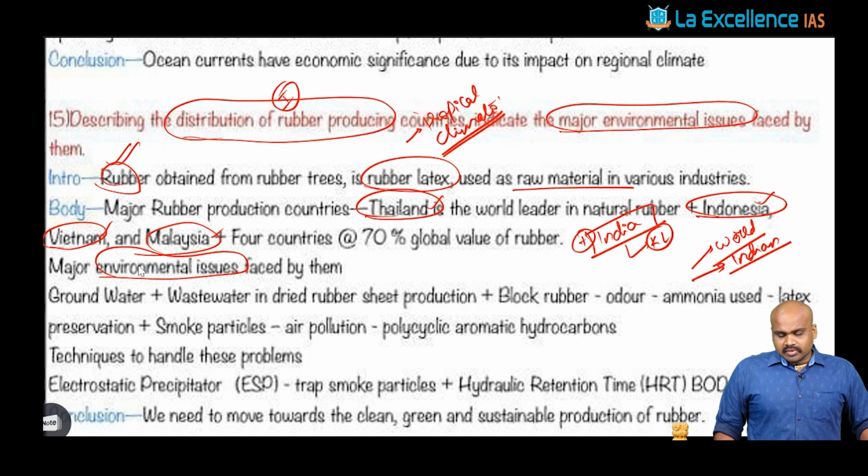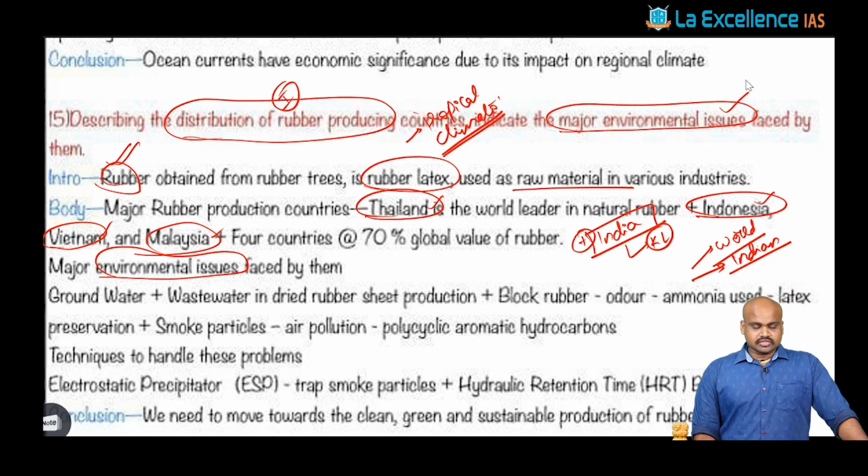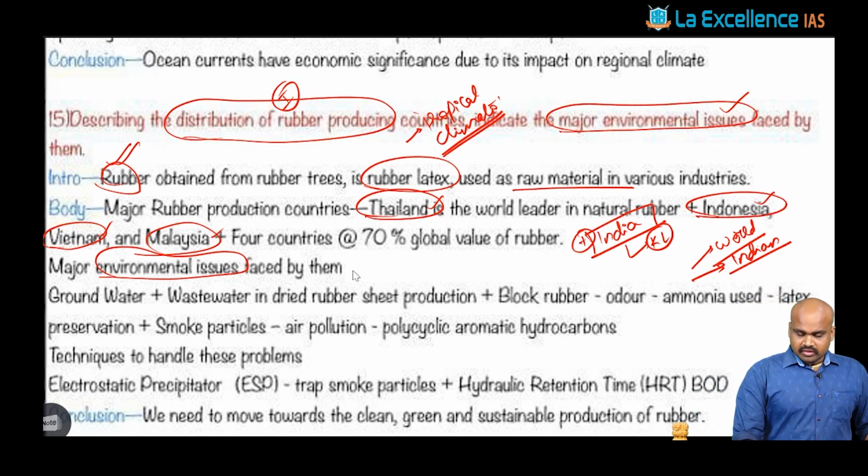And when you look at the environmental issues that are persisting with respect to the rubber producing countries, the major environmental issues faced by them, please be very clear: the distribution of rubber producing industries indicates the major environmental issues faced by them. And when you look at this, one very important thing that you would see is the water pollution that is resultant.